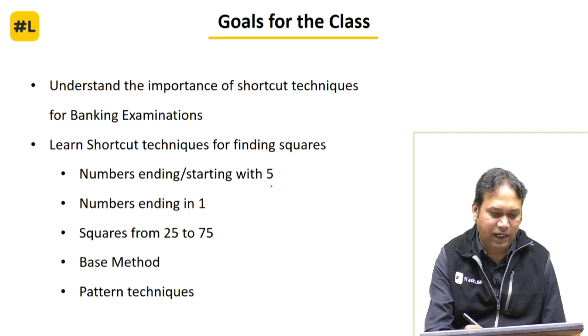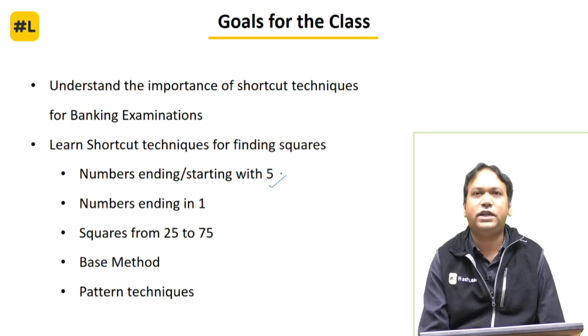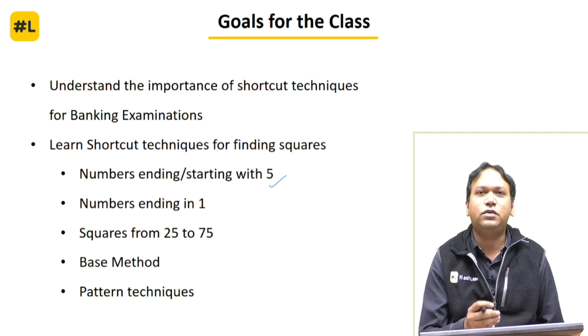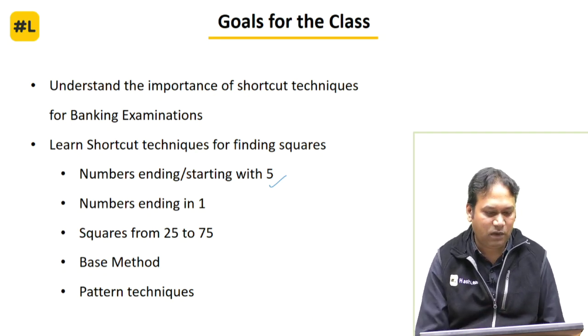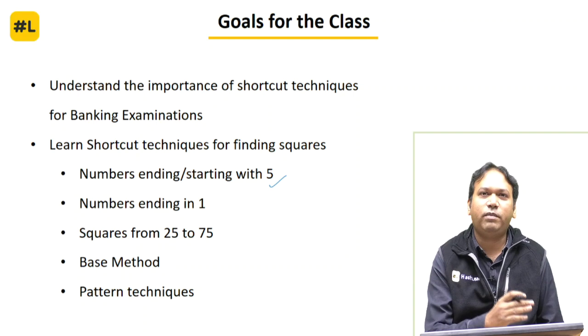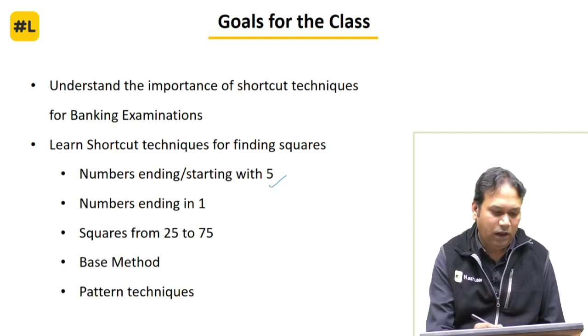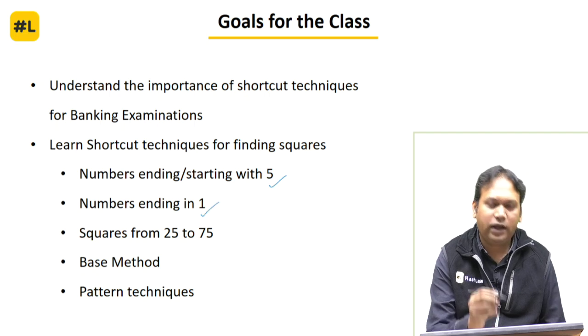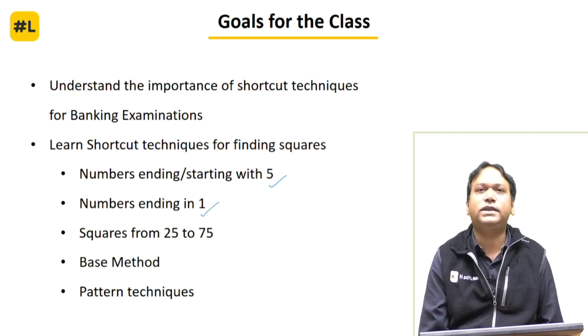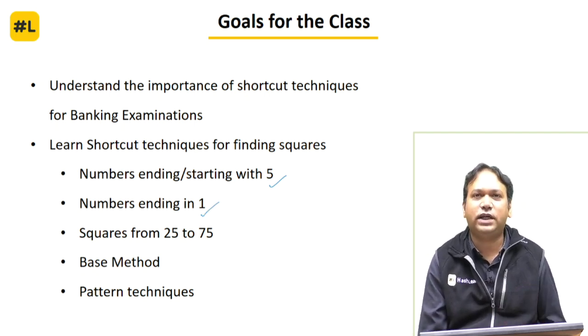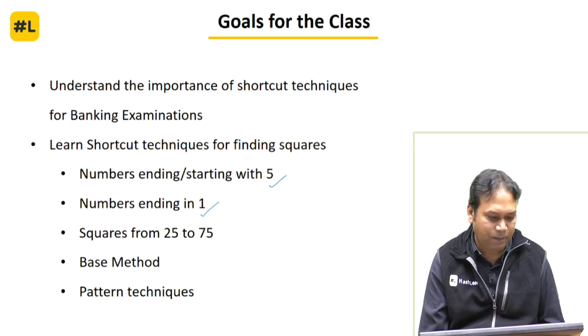So numbers ending and starting with 5, this is one of the first techniques we will see today. If a number is starting or ending in 5, within 2 seconds, maximum 3 seconds, we can calculate the square, and we will cover from the basic to advanced with examples taken in between. Numbers ending in 1, again how to find the square of numbers ending in 1 within a second or 2 seconds, even for 3-digit numbers.